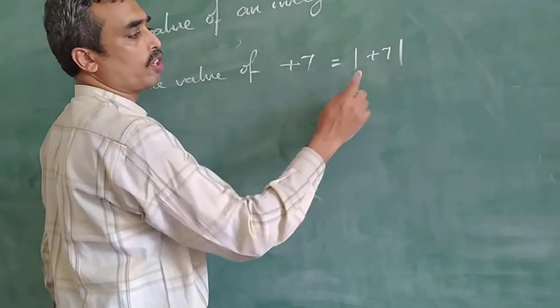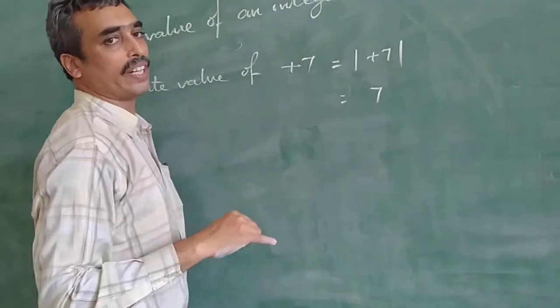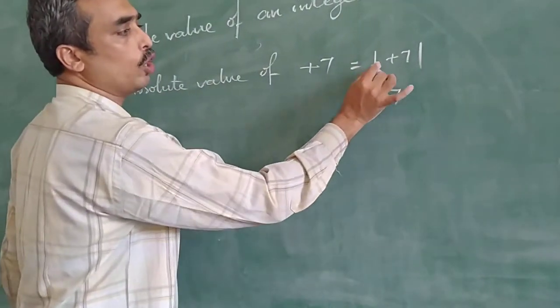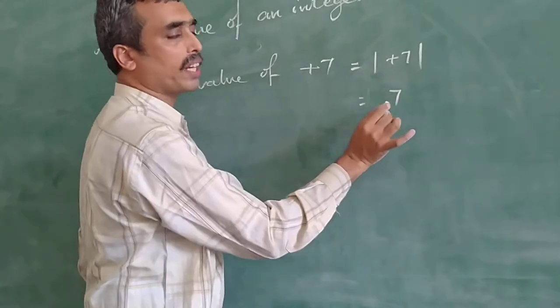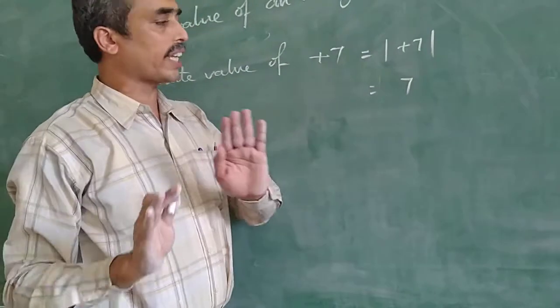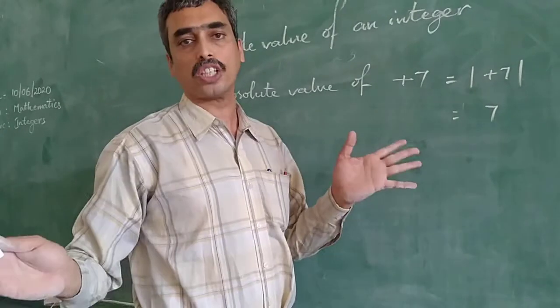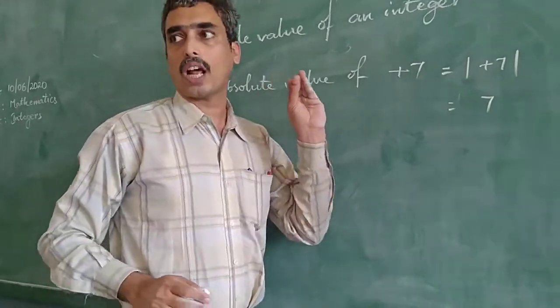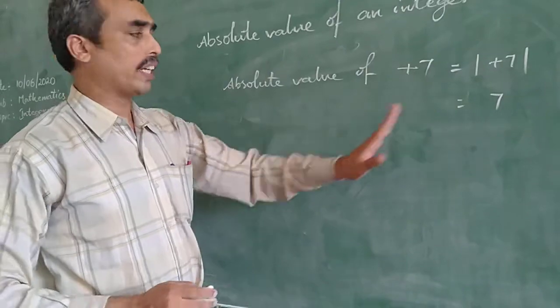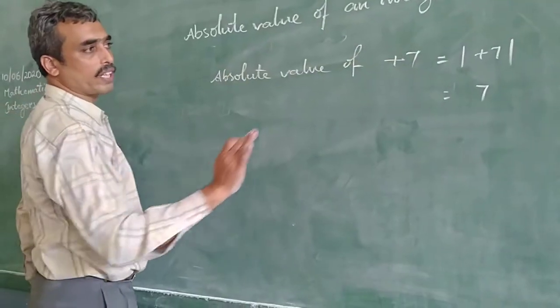So absolute value of +7 is nothing but the 7 itself. Absolute value will take only the numerical value without taking any sign into account. So taking the number itself is nothing but the positive only. Absolute values are always positive, non-negative. Absolute value of +7 is 7.